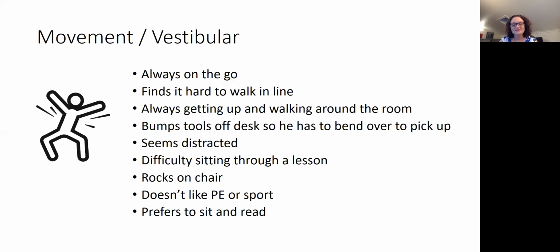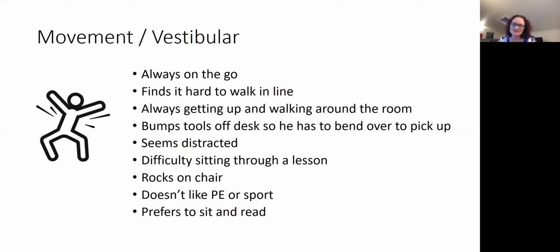They often bump their tools, like their ruler or their pencil, off their desk, so they have to tip over and pick them up. So each time they tip their head over and pick it up, they get some more movement input through their ears when they turn their head upside down. And again, that can feed their sensory system and keep them much more alert.